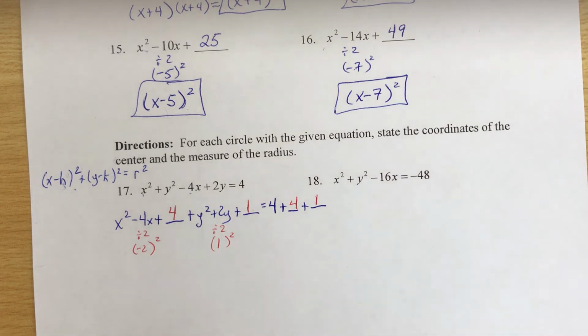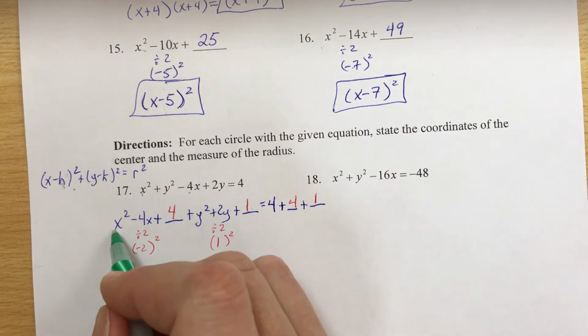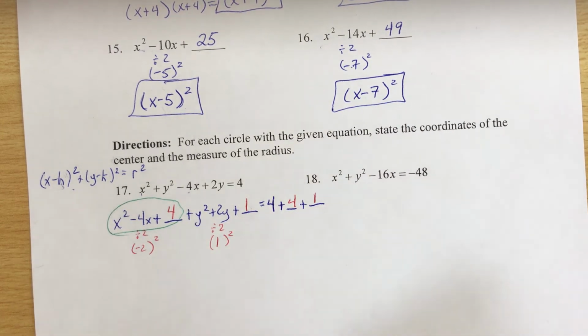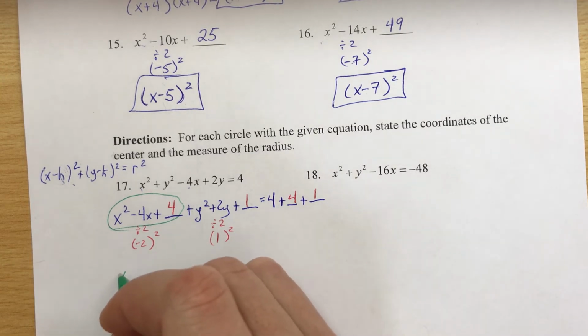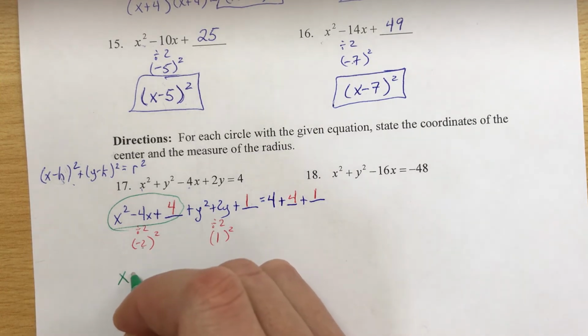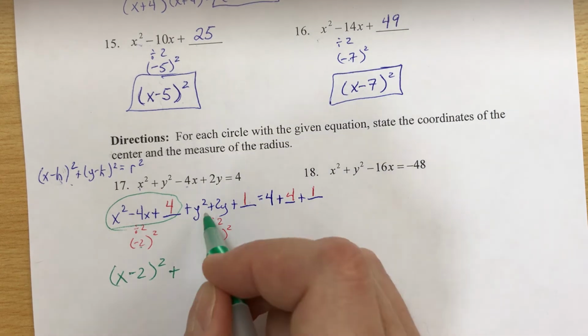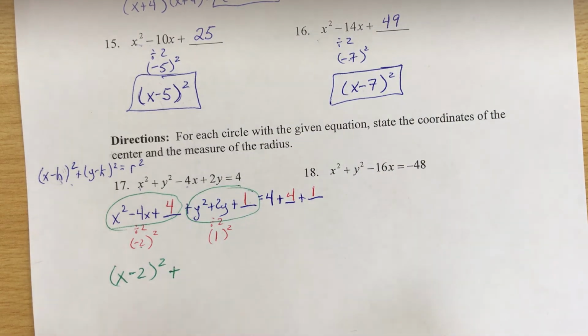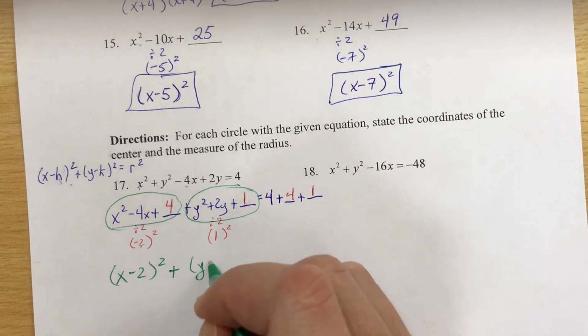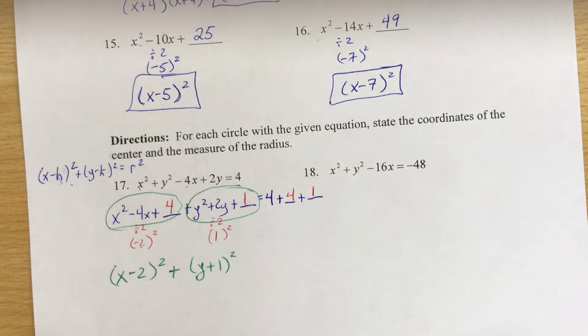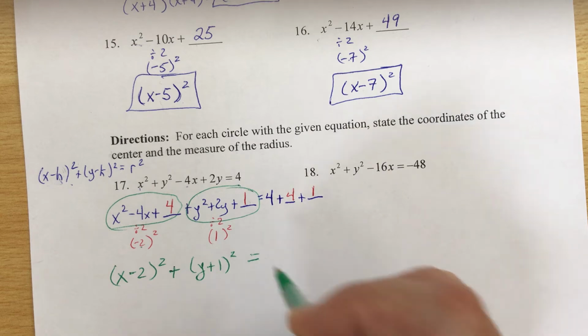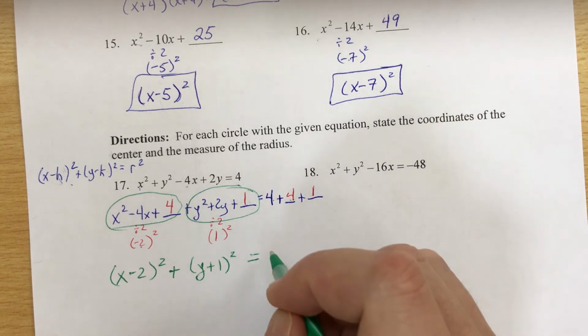Okay, now what I do is I'm going to factor, because this is a perfect square trinomial. That was x, and then it's minus 2, parentheses squared, plus, this is a perfect square trinomial. I can factor that, that's y plus 1 squared, equals 4 plus 4 plus 1 is 9.